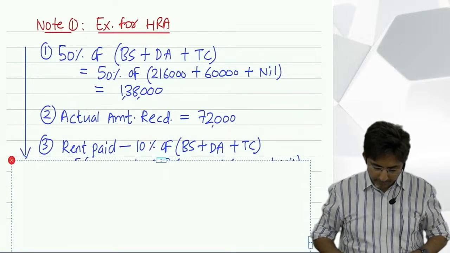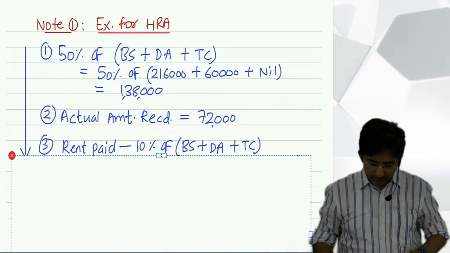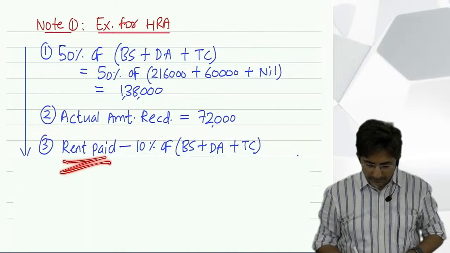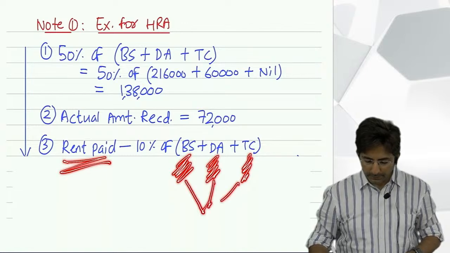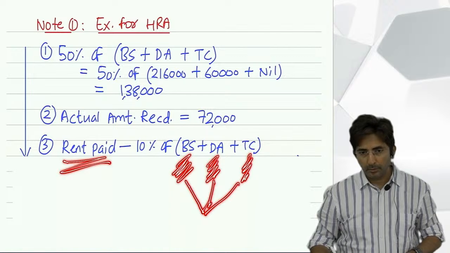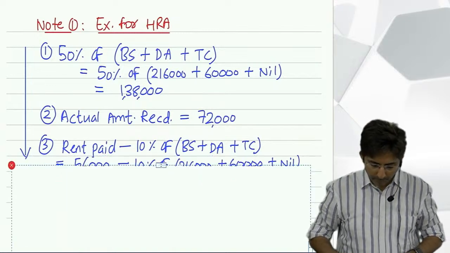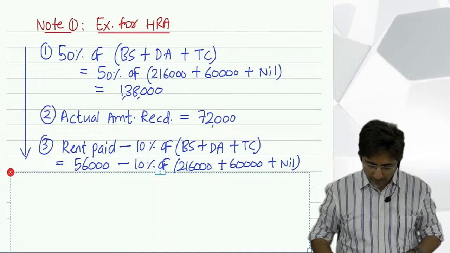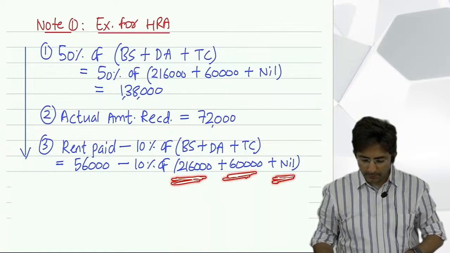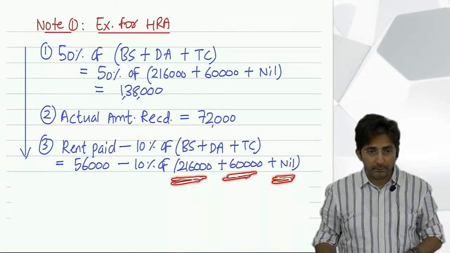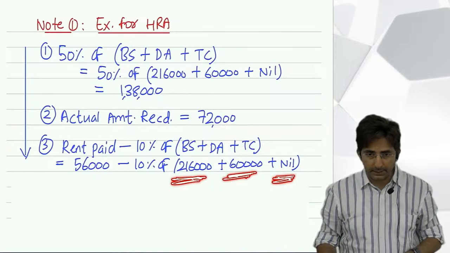See how I have written. Write like this: rent paid minus 10% of basic salary, dearness allowance, turnover commission. Basic, DA, turnover commission. So basic salary 2,16,000, dearness allowance 60,000, turnover commission nil. So total of that is 2,76,000, 10% of that is 27,600.